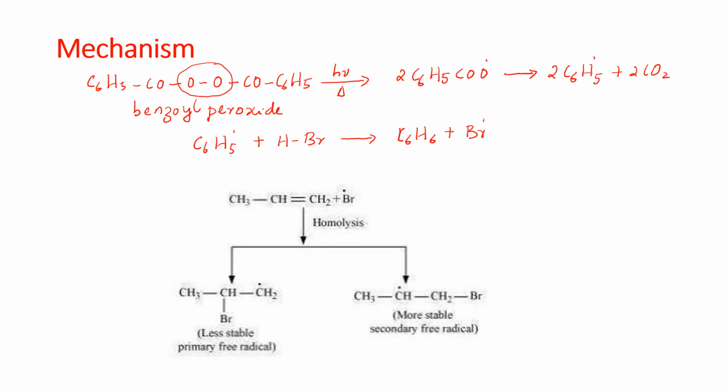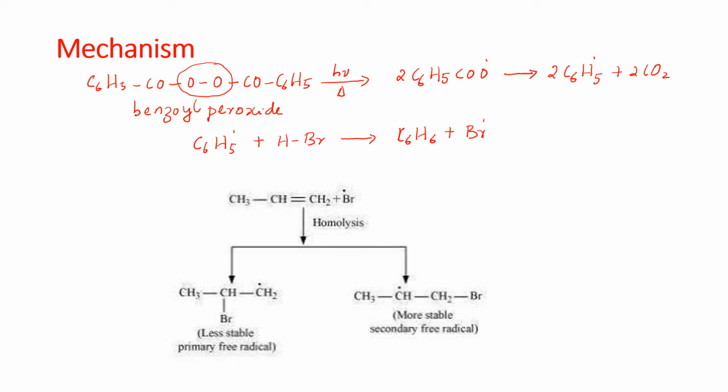And the bromine radical formed then undergoes homolysis with propene, resulting in the formation of two free radicals. One is a primary radical. So when Br dot gets attached to propene, one possibility is formation of this primary radical, and the other one is a secondary free radical. So when bromine radical gets added to this carbon, we get a more stable secondary free radical.